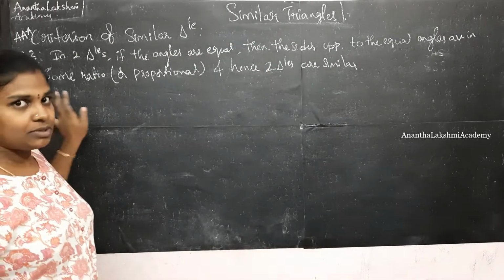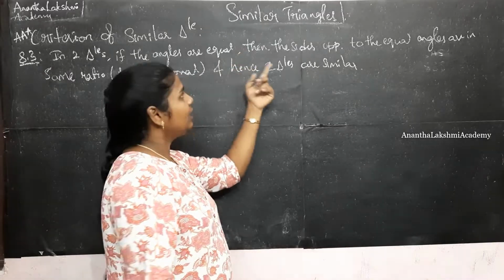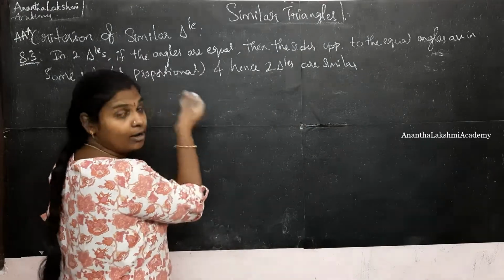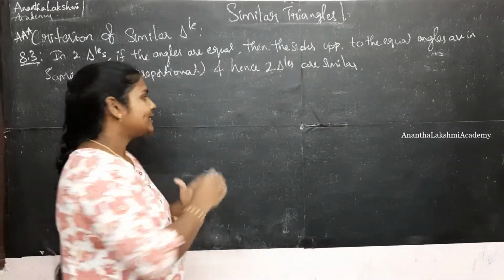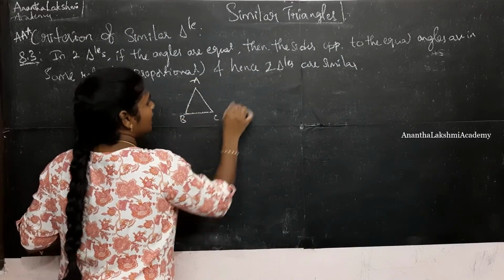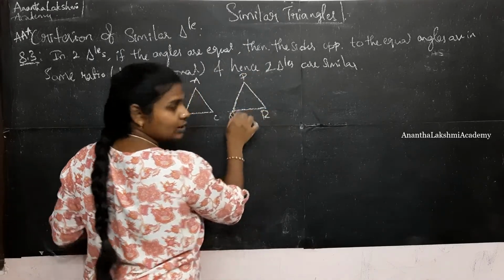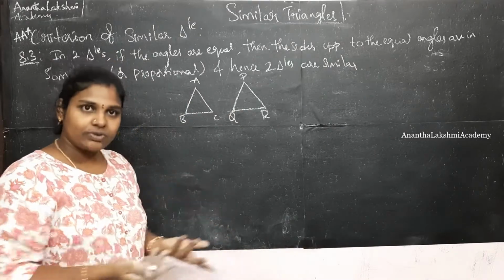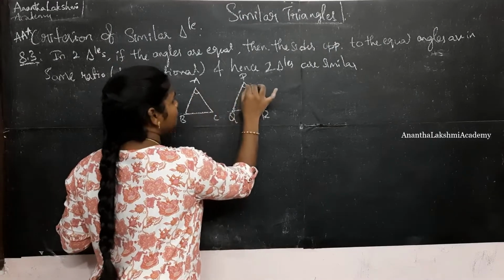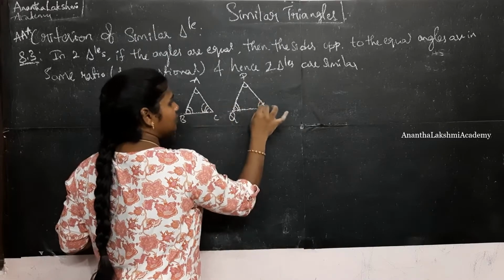This is theorem 8.3 in your textbook, wherein it says that in two triangles, if the angles are equal, then the sides opposite to the equal angles are in the same ratio, or proportional, and hence the two triangles are similar. So let me draw two triangles ABC and PQR. I am not going to solve these theorems here, I just wanted to explain how this criteria works. Let angle A be equal to angle P, angle B equal to angle Q, and angle C equal to angle R.